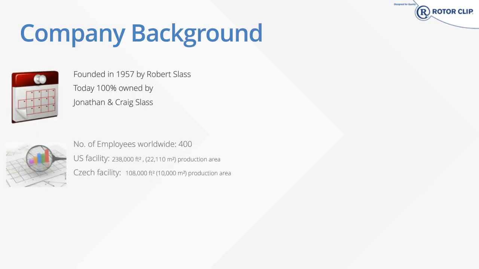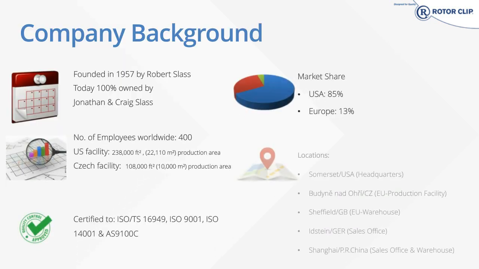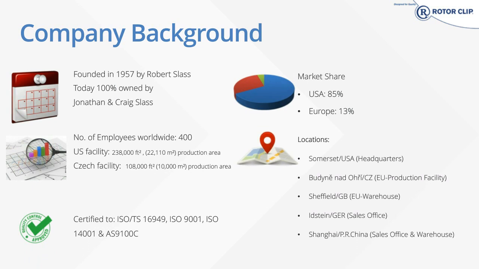So Rotor as a company was started in 1957 by Robert Slass. Today it is 100% owned by his 2 sons, Jonathan and Craig Slass, and day-to-day they are both very involved in the company. Craig focuses on the sales side and Jonathan on the engineering side. Rotor has 400 employees worldwide, and that is between our 2 facilities in the U.S. and the Czech Republic and our sales facilities in Europe, in Germany, Great Britain, and also in China.